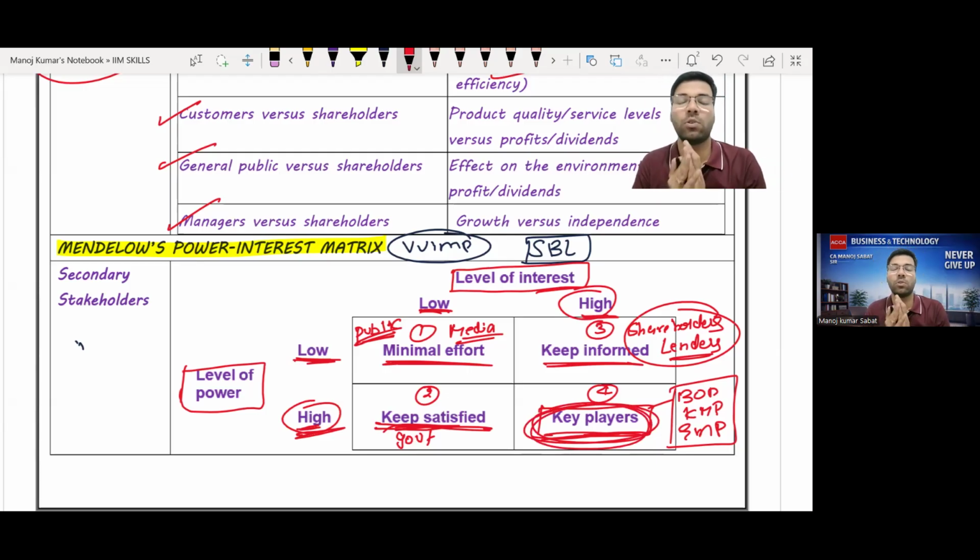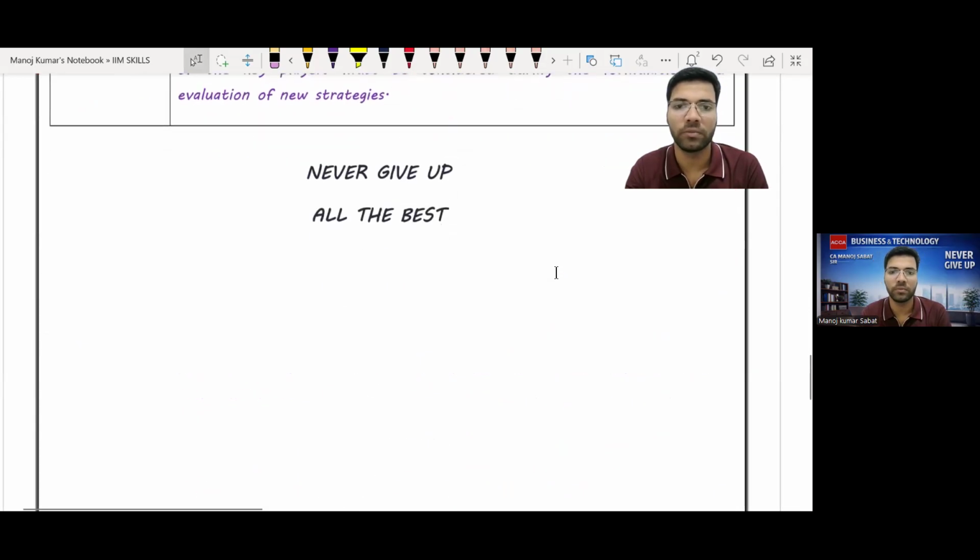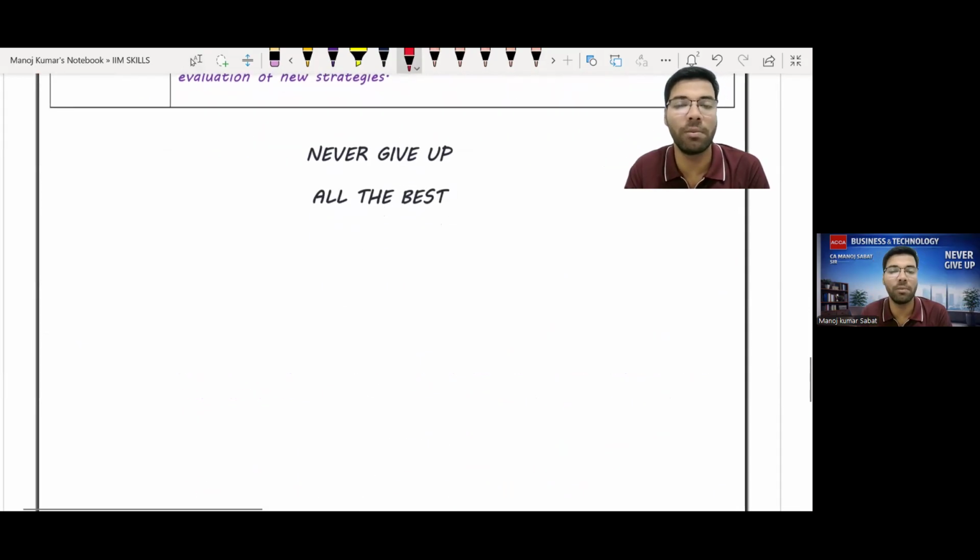Right, beta? So this is all about our Mendelow's matrix. After this, nothing is there. Okay. So all the best, prepare well.